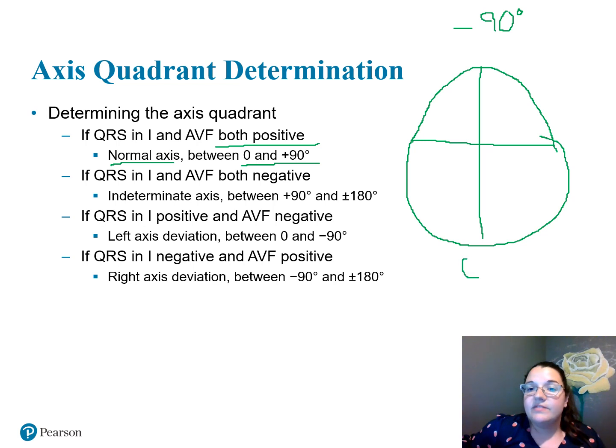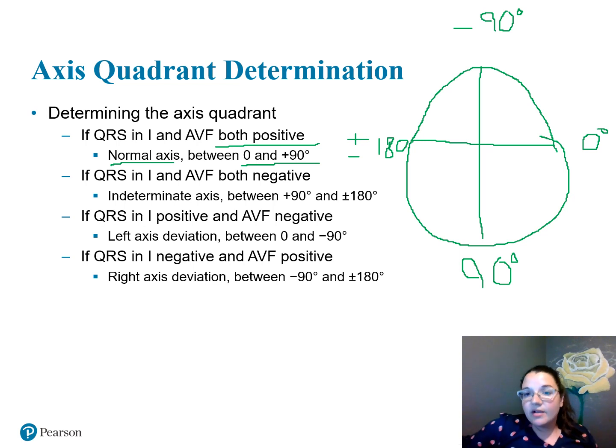I'm going to be positive 90 on the bottom, 0 degrees over here, and we're going to have a positive, negative 180 over here. So there's my compass.